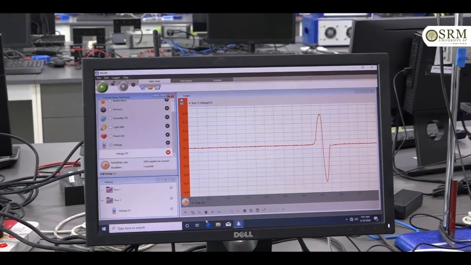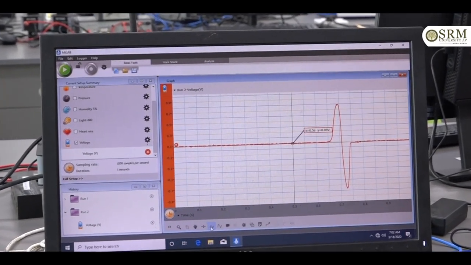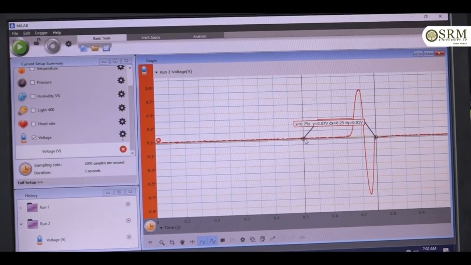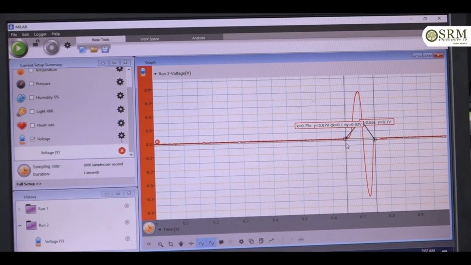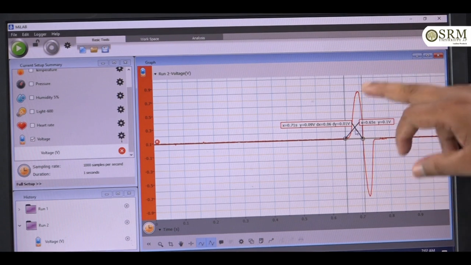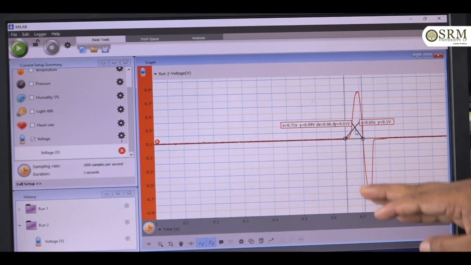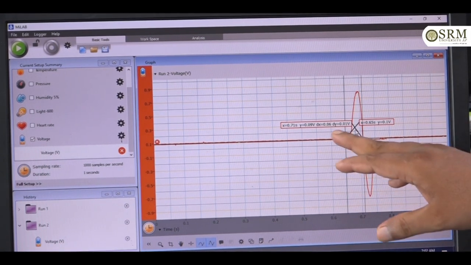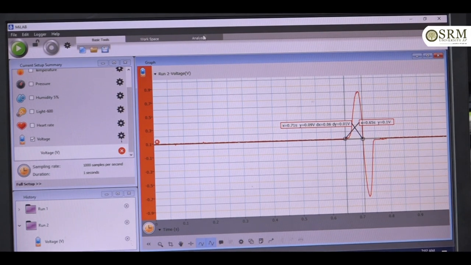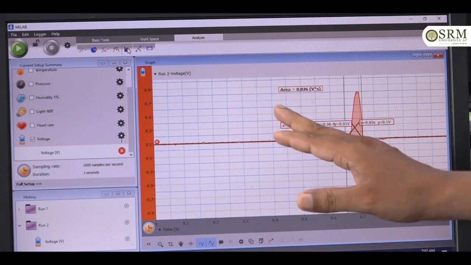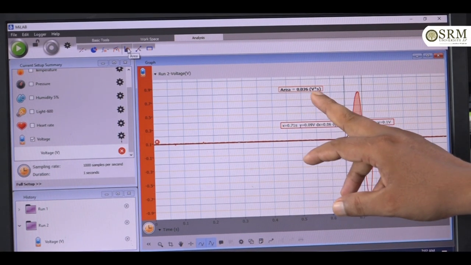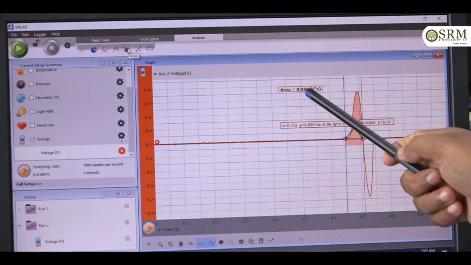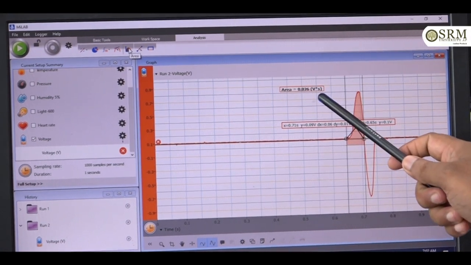Now, this is the first cursor and this is the second cursor. Keep your first cursor here. Now, I will find F1: this positive peak I will take as F1, and this negative peak I will take as F2. So, I keep the cursors exactly. Now, I will find the area. This is the positive peak area, the area is equal to 0.026.